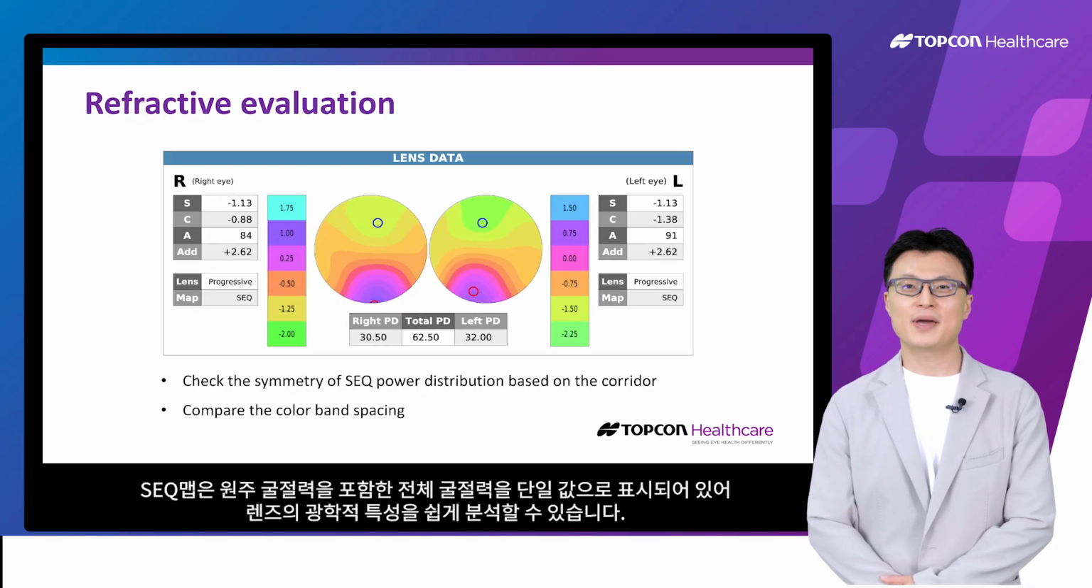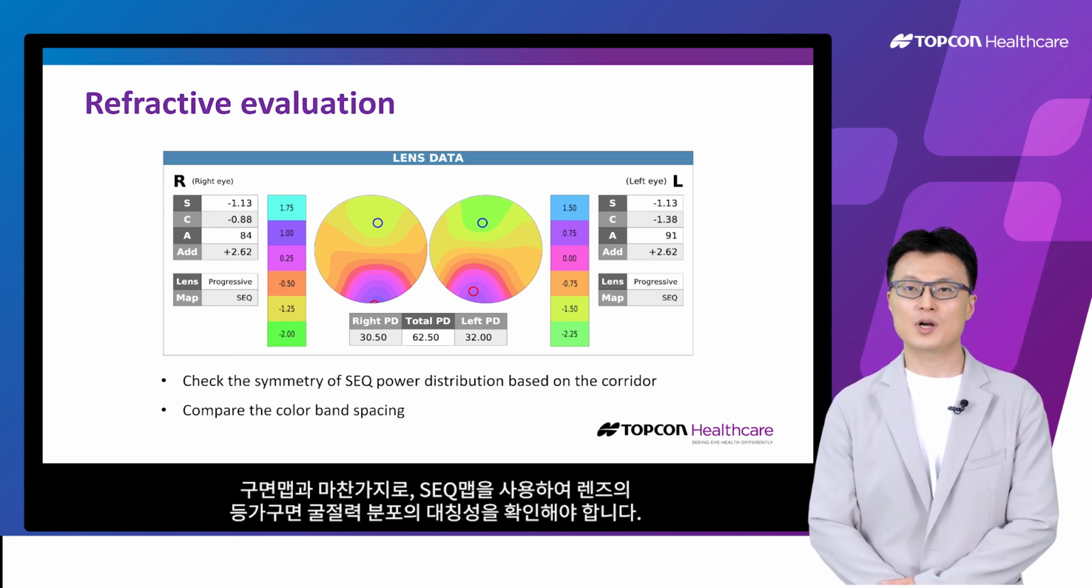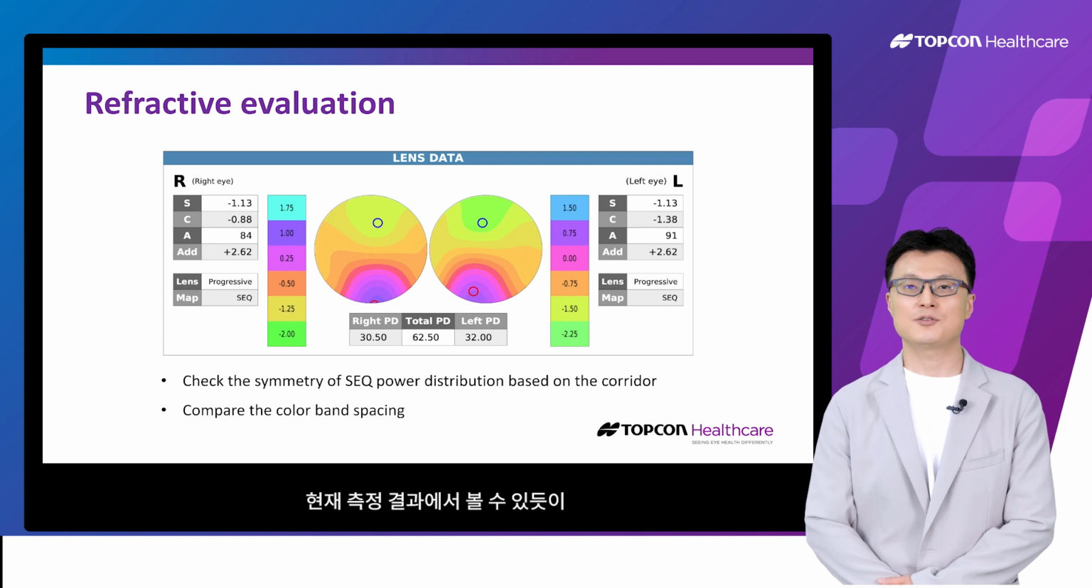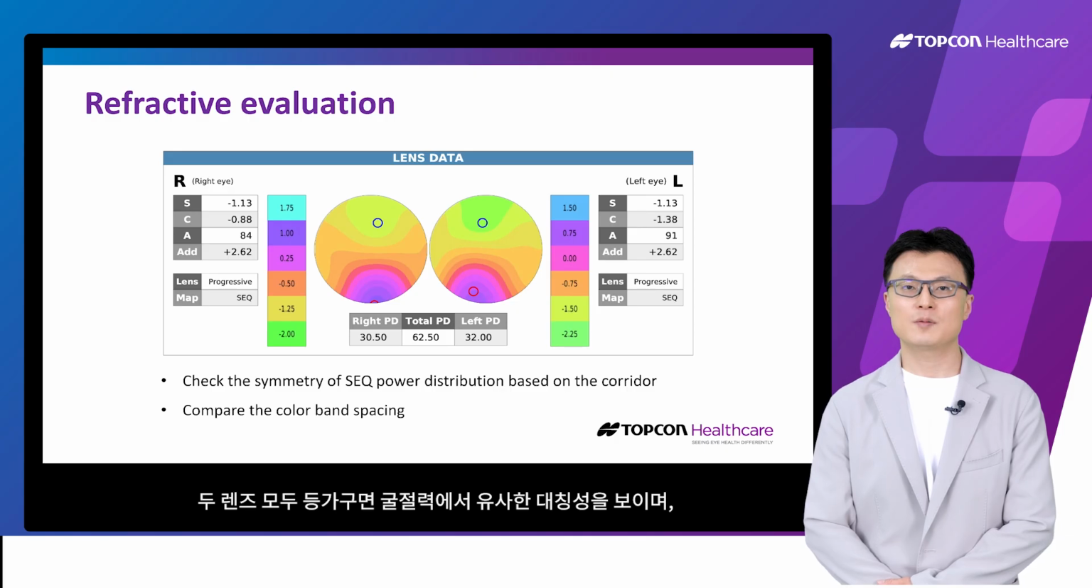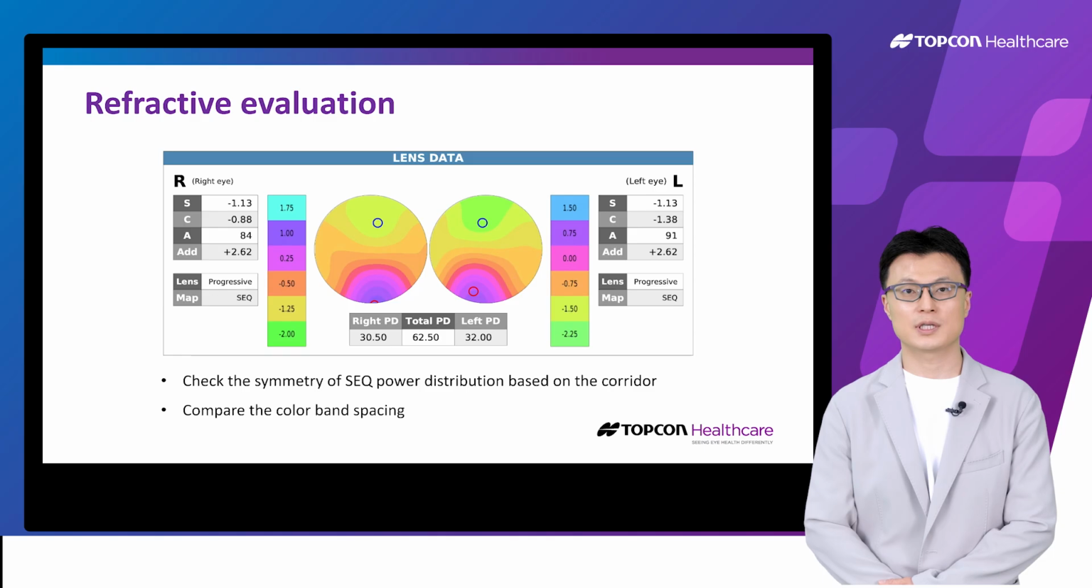The SEQ map makes it easy to analyze the optical characteristics of a lens by showing the overall refractive power, including cylinder power, as a single value. Just like the spherical map, you will want to check the symmetry of the SEQ power distribution in the lenses using the SEQ map. As you can see from the current measurement result, both lenses show similar symmetry in the SEQ power, which suggests good visual balance, clear vision, easy adaptation, and greater comfort.